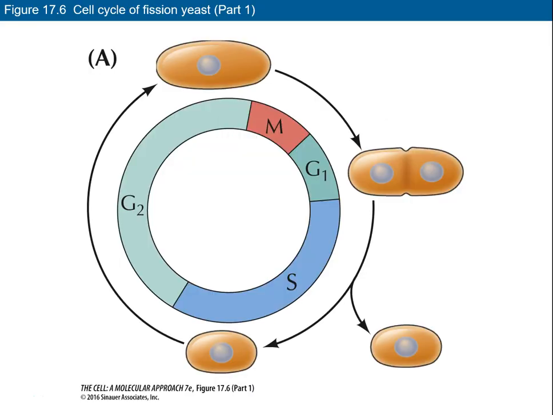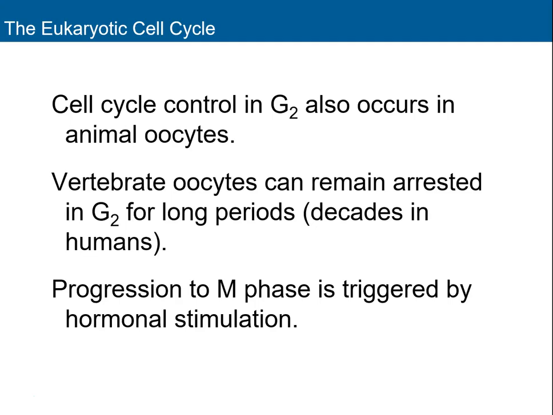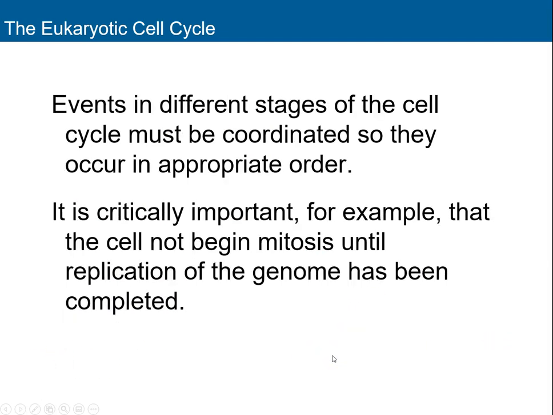I just mentioned an example in another type of yeast where you see that type of control. Okay, but there are also other cell types where you see this as well. So it says in animal oocytes, right? You'll see cell cycle control in G2 as well. So for instance, vertebrate oocytes will remain arrested in G2 for long, long periods of time. If you think about egg cells in humans, they remain arrested in that G2 phase until there is some sort of external signal that triggers them to progress through, right? So that's the example we're giving there. Progression to M phase is triggered by hormonal stimulation, okay?